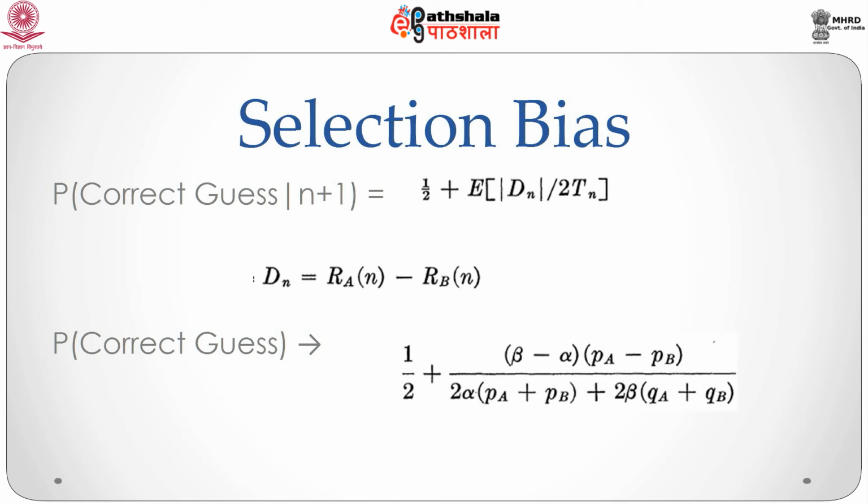This is increasing in the ratio beta by alpha. Thus, the RPWR introduces more randomization when beta by alpha is small, but it will tend to put more patients on the better treatment when beta by alpha is large.